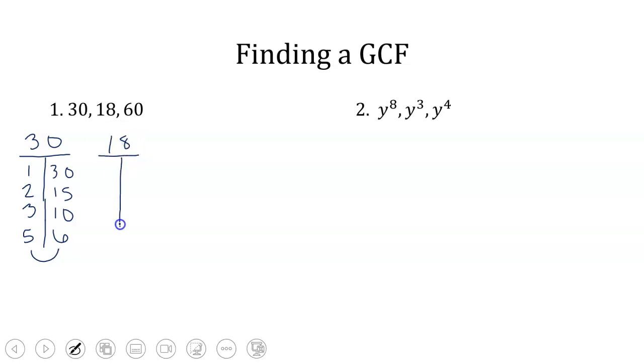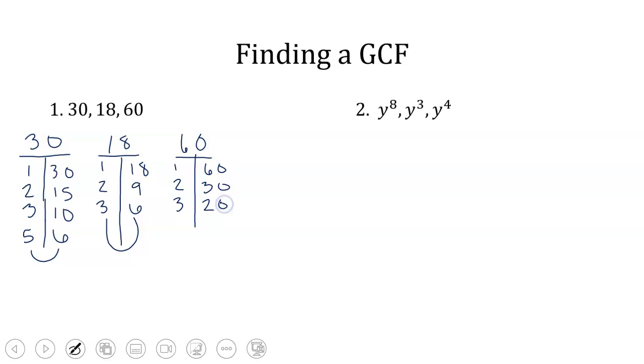Then list all the factors of 18. 1 times 18, 2 times 9, 3 times 6. Can 4 go in? No. Can 5? And then we're back at 6. Then list all your factors of 60. 1 times 60, 2 times 30, 3 times 20, 4 times 15, 5 times 12, 6 times 10, 7, 8, 9, and then we're back at 10.